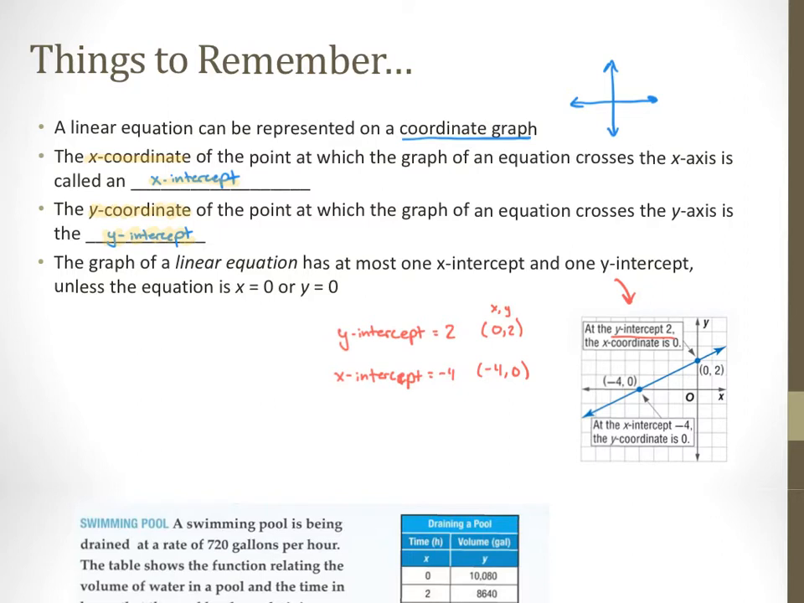The standout exceptions are when we have y equals 3 and x equals, let's go with 5. 5 is a good number. Remember from chapter 1, these are still lines. y equals 3 is graphed horizontally, like that. And then x equals 5 is graphed vertically like this.